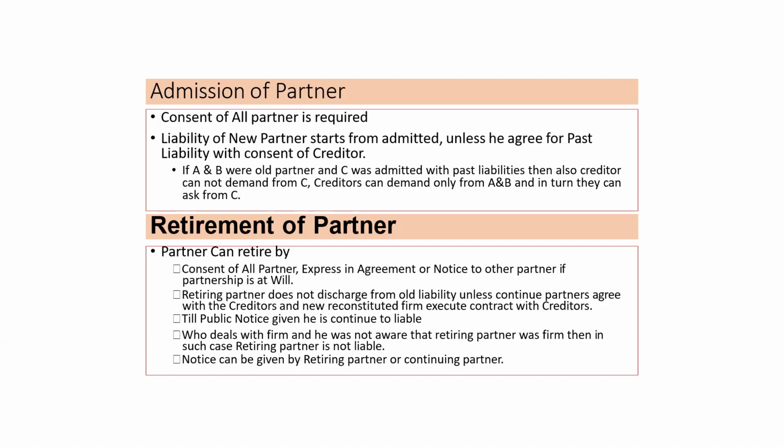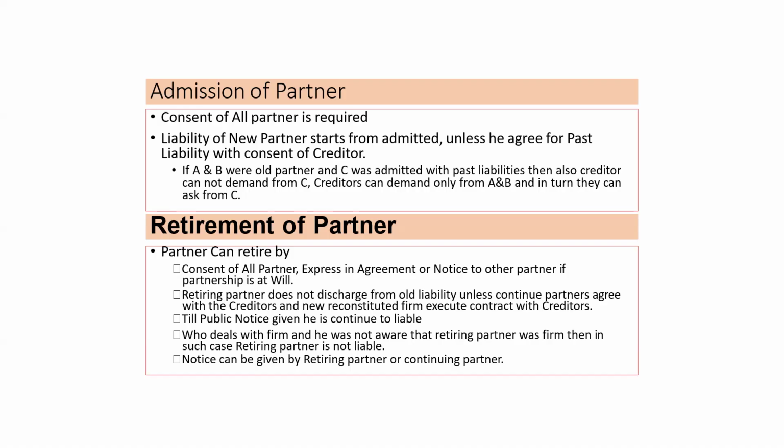ठीक. Now retirement of partner. Partner can retire by the consent of all the partners. It may be express, an agreement or notice to other partner if partnership is at will. ठीक है. Retiring partner is not discharged from the old liability unless the continuing partners agree. ठीक है. With the creditors and new reconstituted firm execute the contract with the creditors. Otherwise, he will be liable for the liability which was contracted when he was a partner. ठीक है. But if there is an agreement with the creditors, then he may be exempted from the old liabilities.